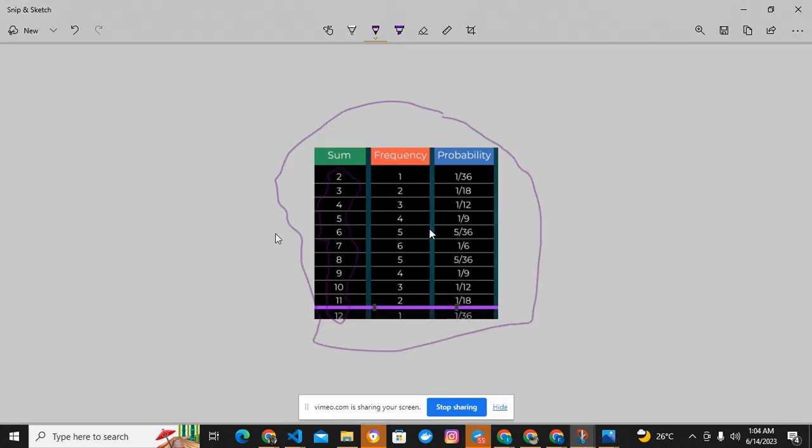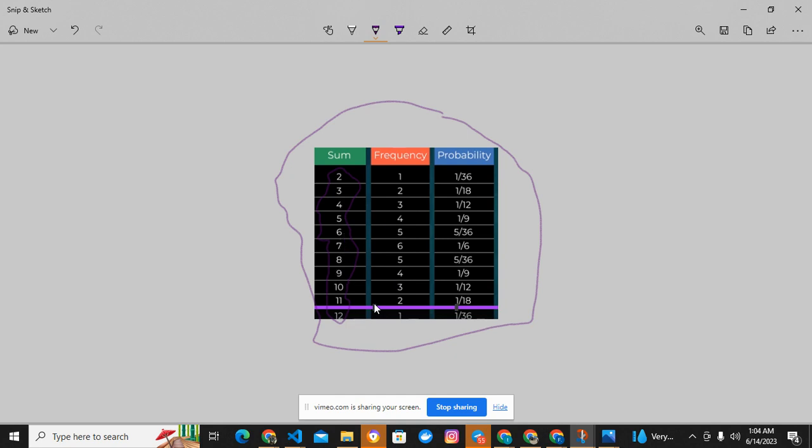So let's juxtapose it with what we have here. You will see that 2 occurs how many times? 1. 3 occurs how many times? 2. 4 occurs how many times? 3. 5 occurs how many times? 4. 6 occurs how many times? 5. 7 occurs how many times? 6. 8 occurs how many times? 5. And 9 occurs how many times?